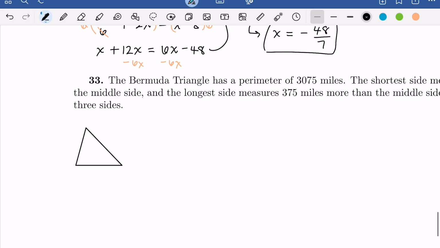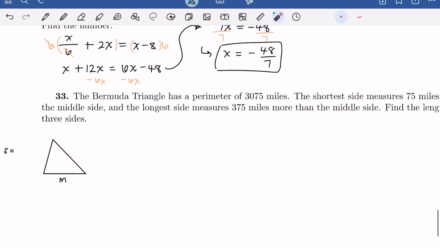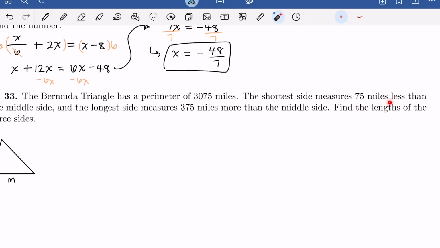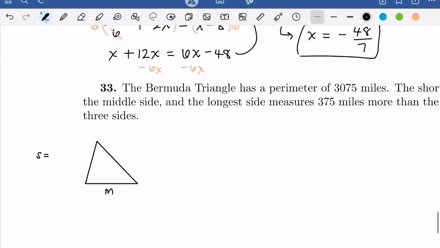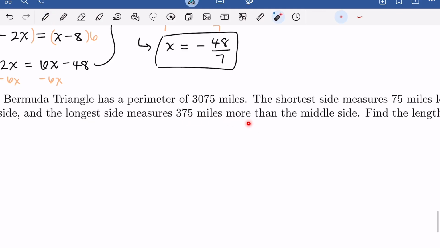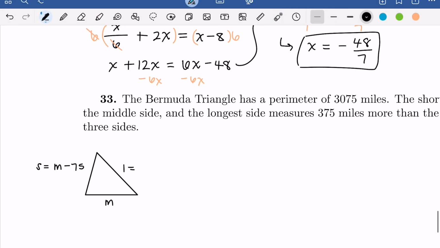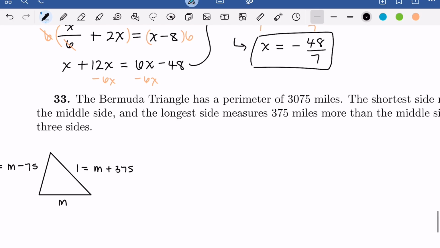I'm going to call this one the middle side. Then I'm going to call this one the shorter side, and we're told that the shorter side is 75 miles less than the middle side. So the shorter side, which we denote as S, is just going to be 75 miles less than the middle side. And then our longer side, I'm going to call L, is going to be 375 miles more than this middle side. So for this L, we're going to have M plus that 375. So that's our first step done.